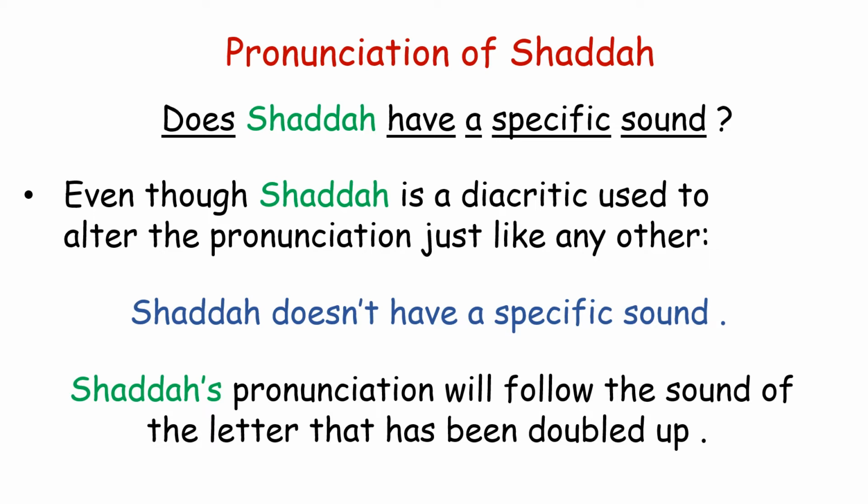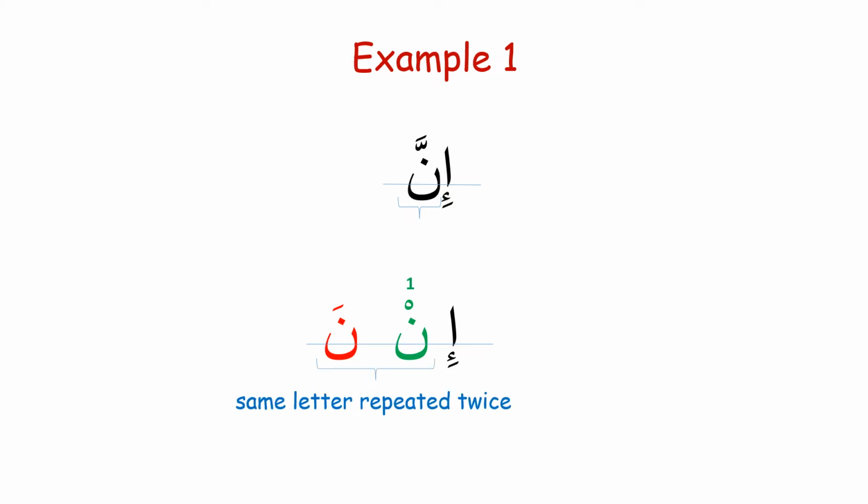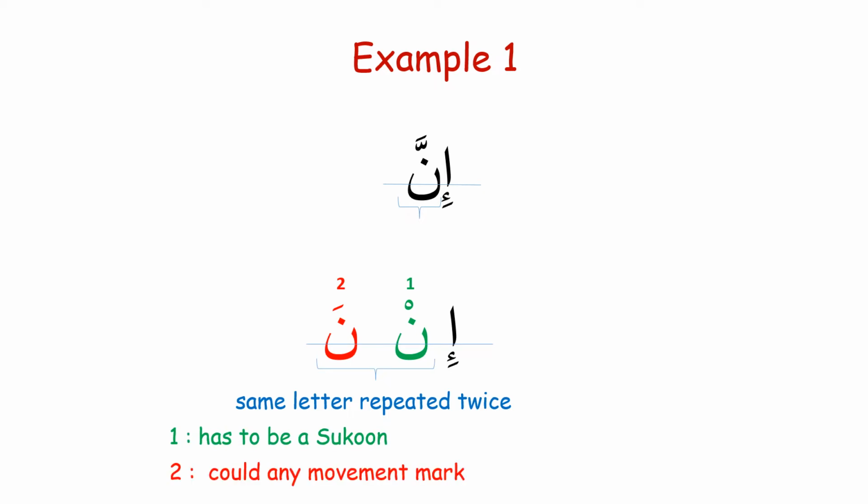Let's sound out a couple of words with Shaddah in order for you to understand it better. Our first example is the word, or more specifically the particle, inna. Listen carefully, please. Inna. If we want to break down this word, the spelling will look like this. Don't forget that a double letter is the same letter repeated twice, once with sukoon and once with a movement mark. And since the movement mark that comes with Shaddah always belongs to the second letter, our second noon should be the one carrying it.